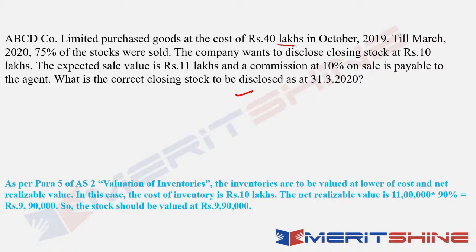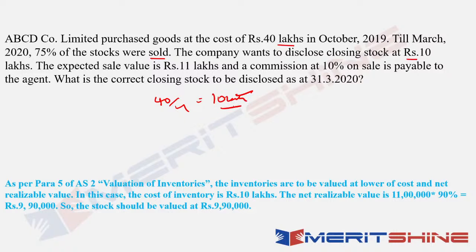Yeah, so 40 lakh till March, 75% of the stock was sold. The company wants to disclose the closing stock at 10 lakh, which makes sense because 3/4 has been sold, 1/4 is remaining. So 40 by 4 is basically 10 lakh.